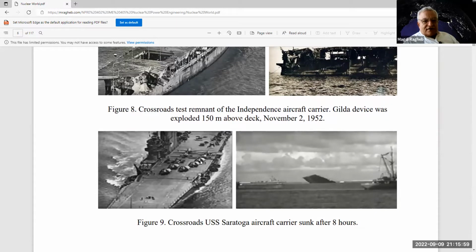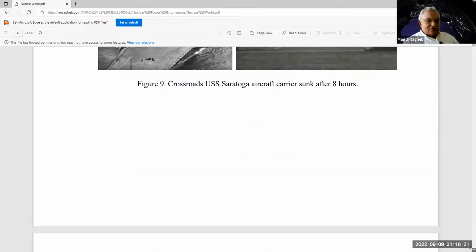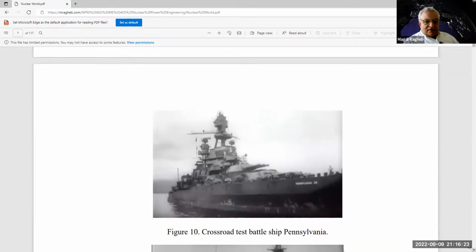Another aircraft carrier, you could see it's sinking here. That's the Saratoga aircraft carrier. After 8 hours of an explosion on top of it, they called it the Gilda device, a 150-meter explosion above the deck with planes on top of it. Eventually, it sank. So the military as well as the civilian population understood the energy that can be released.